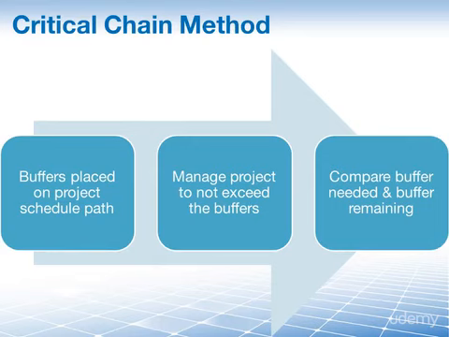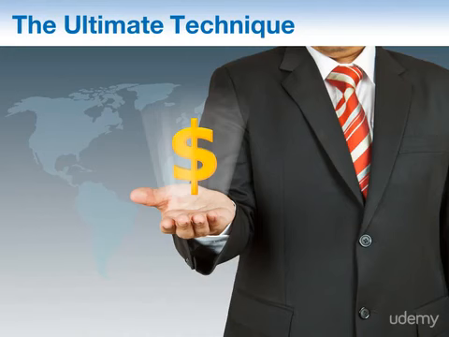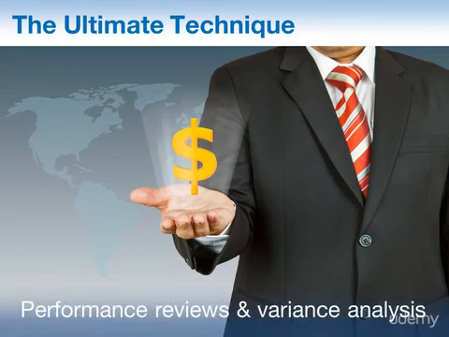The difference between the buffer needed and the buffer remaining can then be the determining factor as to whether corrective actions are needed. The slide title here, The Ultimate Technique, is really appropriate because according to the PMBOK guide, the absolute best, greatest, unsurpassed and most supreme tool that anyone can use to show variances and calculate performance measurements is, of course, earned value management. Earned value management techniques and earned value figures are used for performance reviews and variance analysis.